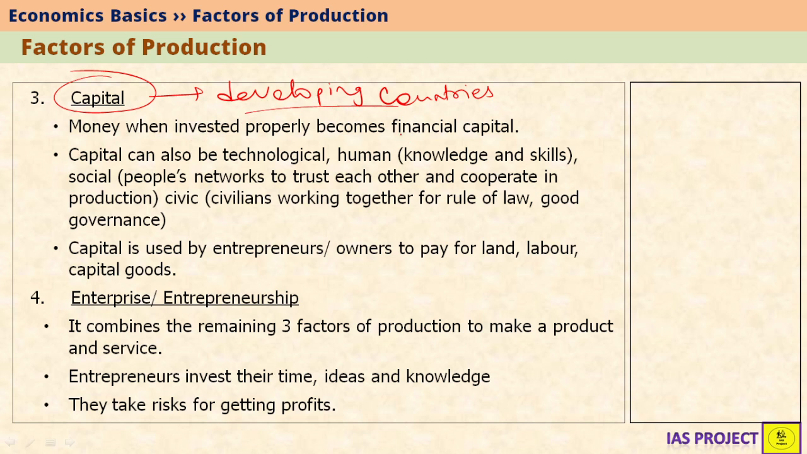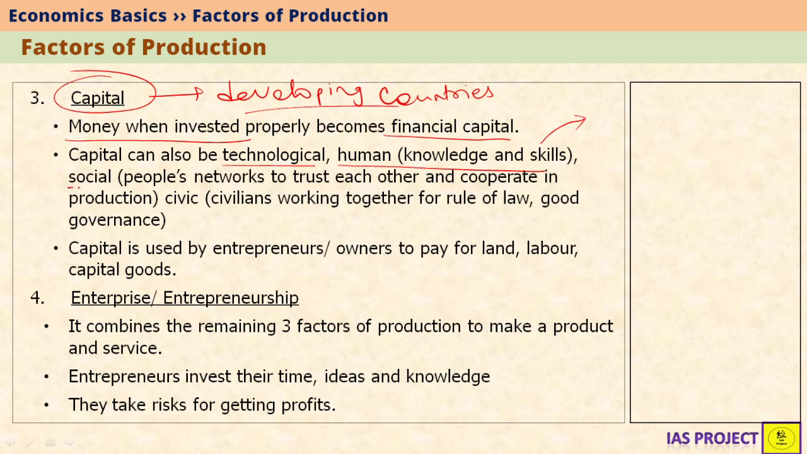Capital in the form of financial capital is nothing but when money is properly invested. So when money is properly invested, it becomes financial capital. Capital can also be technological capital. It can be human capital, for example, knowledge, skills, as well as experience. When the people are properly trained to gain knowledge and skills, it becomes human capital.